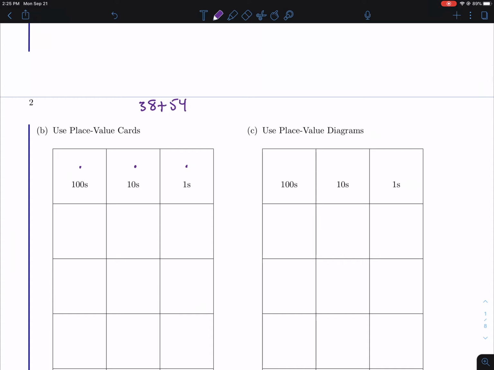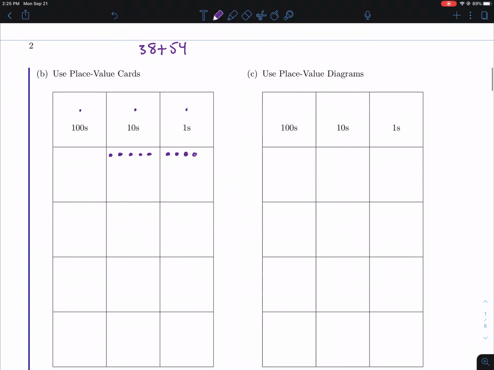So what I'm going to do is first represent 54 using a bunch of dots. So in this case, 1, 2, 3, 4. So I'll have 4 dots in the ones position. 1, 2, 3, 4, 5. 5 dots in the tens position. And so that's my number 54 in this case. So now in the next row down, I want to do the same thing and represent 38. So I've got 1, 2, 3, 4, 5, 6, 7, 8. And then again, 30, I want to represent by 3 dots in the tens column. And so again, I've got both of my numbers represented in my place value cards.